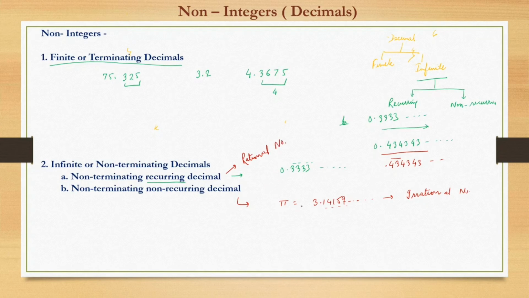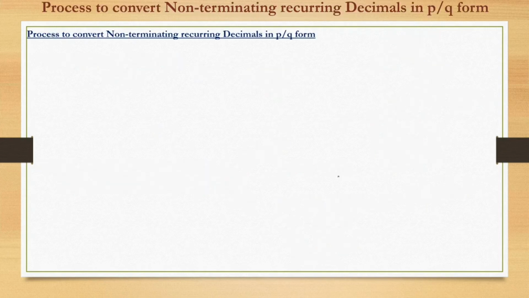Okay. Now similarly, e we had seen, 2.78 something. It keeps on going. Root 3 is 1.732, root 2, root 5, and all these examples are non-terminating, non-recurring. Now, let us see what is the process to convert non-terminating recurring decimals into p by q form. So, first of all, can we also convert the non-terminating non-recurring?